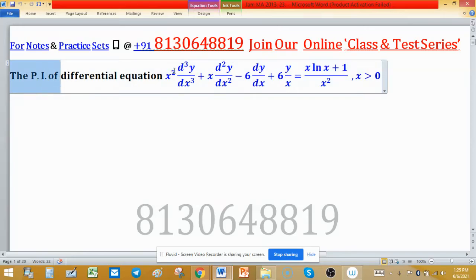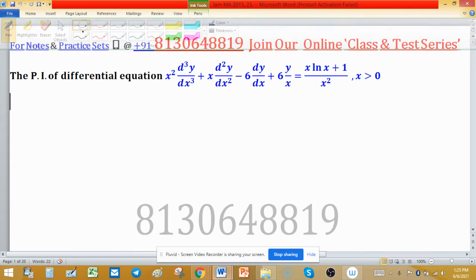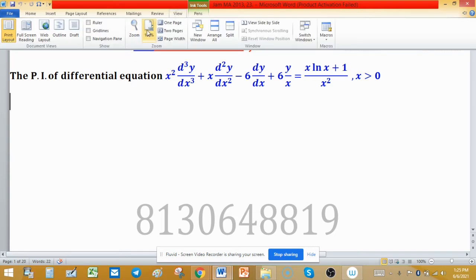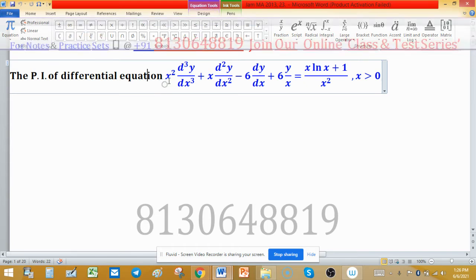Particular integral of the differential equation, this we have to find. Normally we have to ask about general solution or complementary function. So particular integral is very important topic in ordinary differential equation. So you can see in this differential equation what is the purpose of asking particular integral.